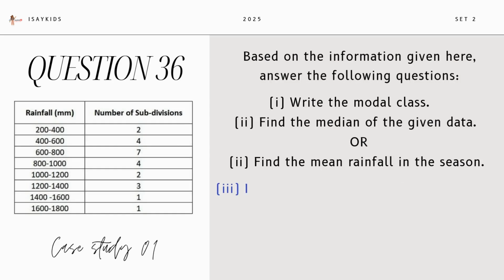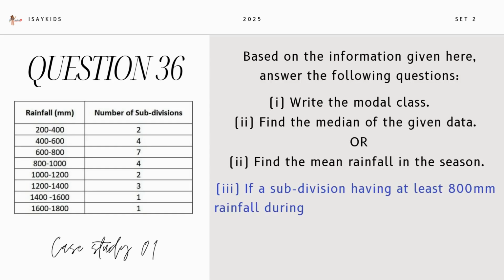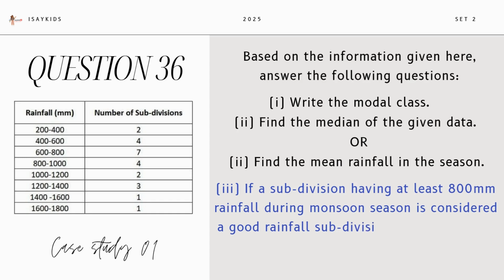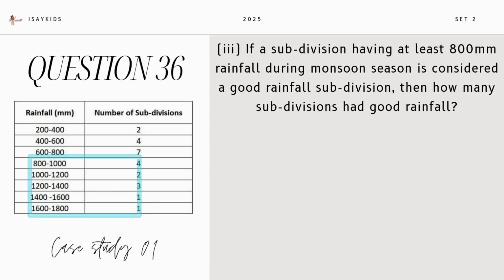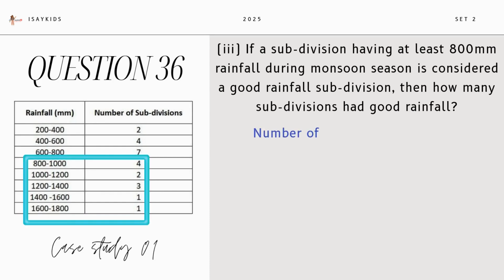Last part is, if a subdivision having at least 800 millimeter rainfall during monsoon season is considered a good rainfall subdivision, then how many subdivisions had good rainfall? Well, such subdivisions would be the ones that received rainfall equal to 800 millimeter or above it. So total number would be the sum of frequencies, which is 11.